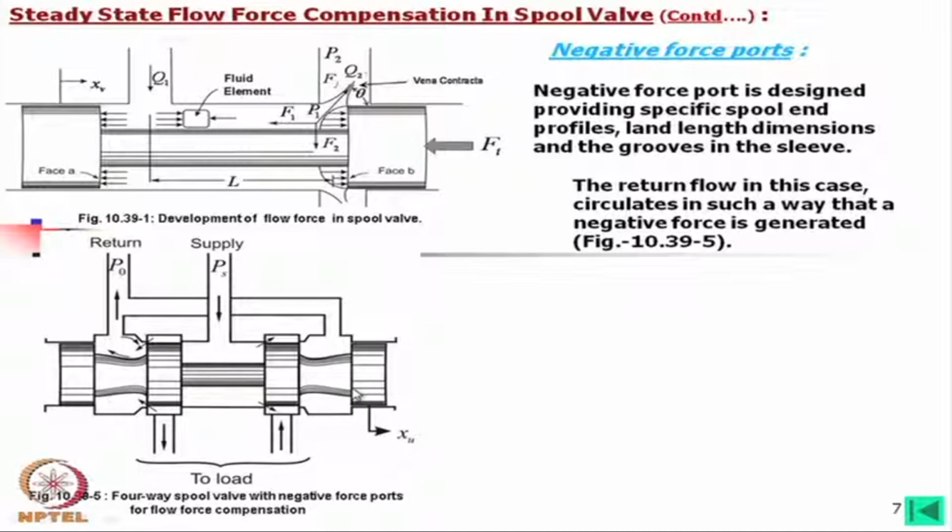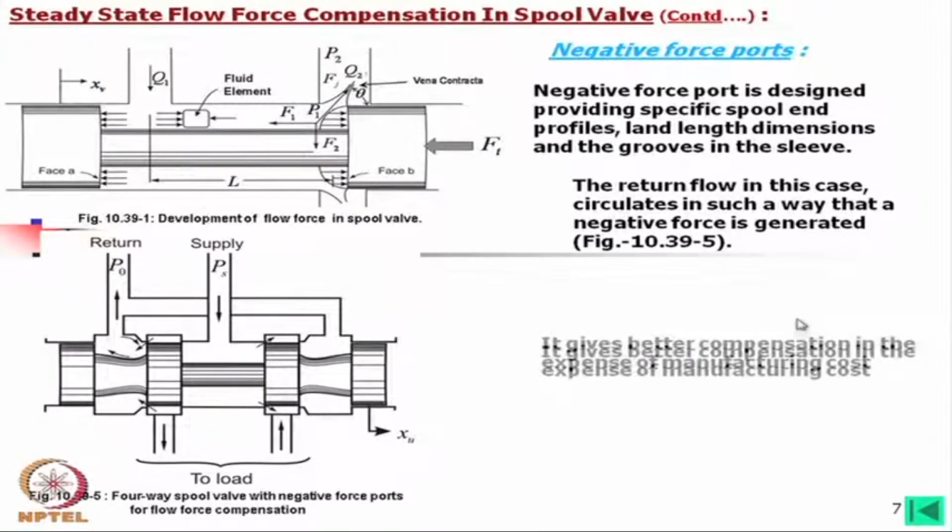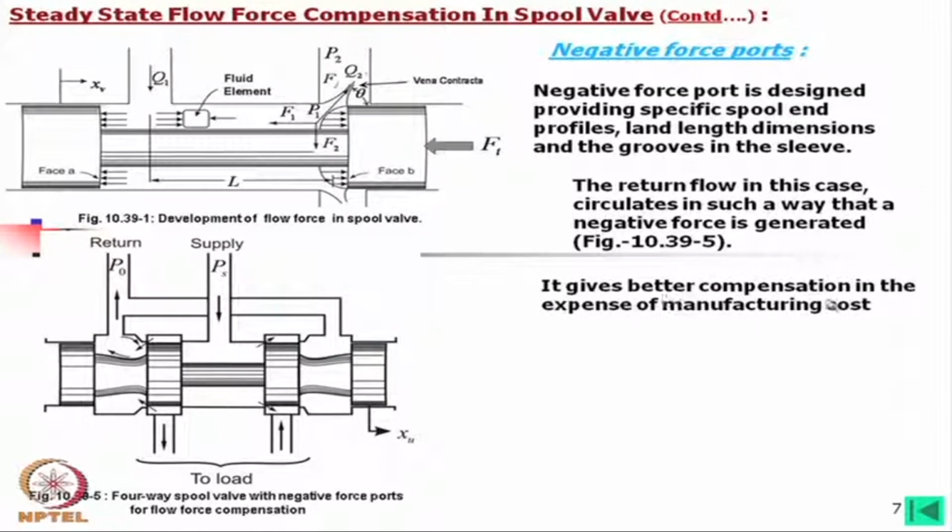It can be calculated, and the design can be made such that the flow force is negative. That means this will try to open the valve, and ultimately to move the spool in this direction, so the total force will be less. Now, it gives better compensation at the expense of manufacturing cost. If we can use this type of port, then it is better, but the manufacturing cost is high.